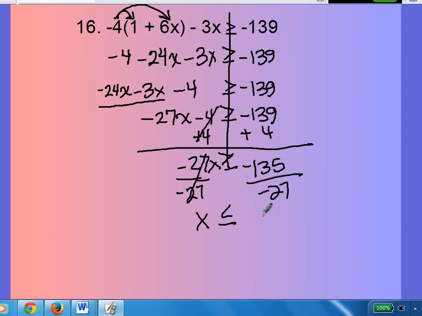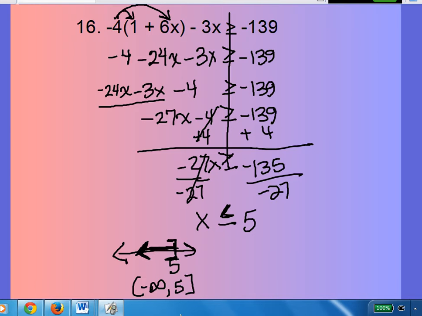Okay, and the answer to this is, hang on, I wrote it down on my paper, 5. There are 5 27s in 135. Negative divided by negative is positive. Okay, your interval notation, or let's do the graph. The graph says we're pointing to negative infinity, so our boundary is going to come over here. We're going to use a bracket because of the equal sign, pointing to the left. Your interval notation is from negative infinity to 5, close that bracket. Okay, and there you have that.